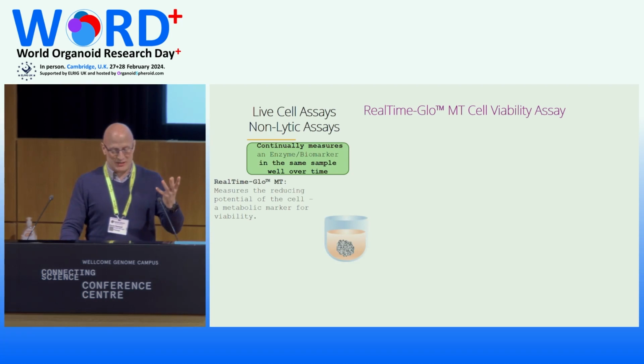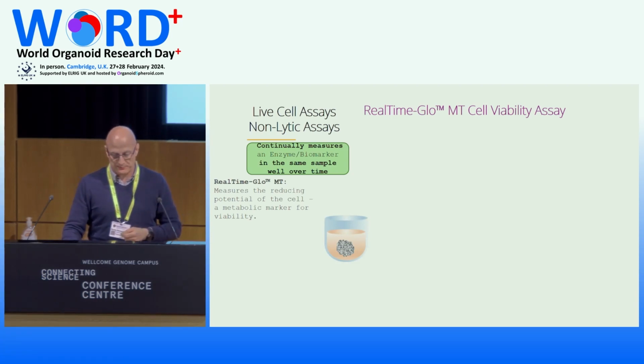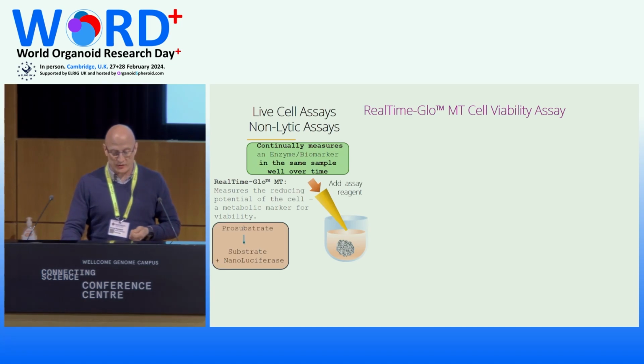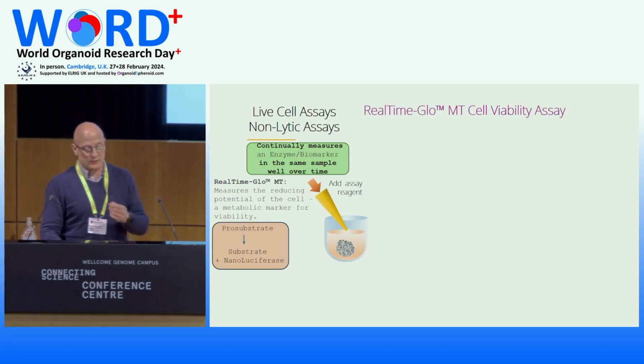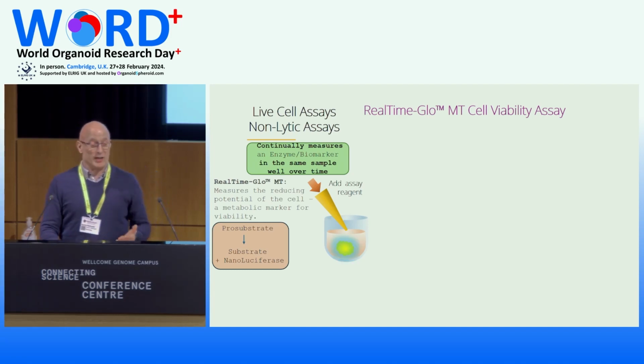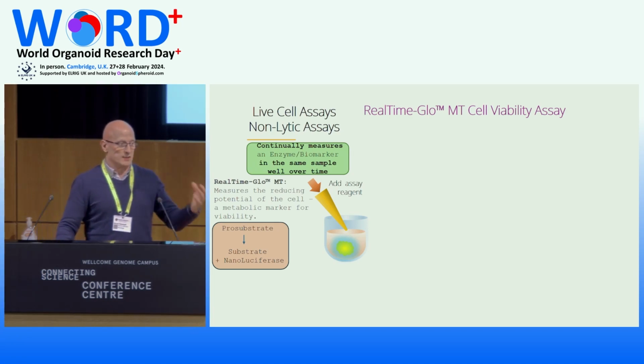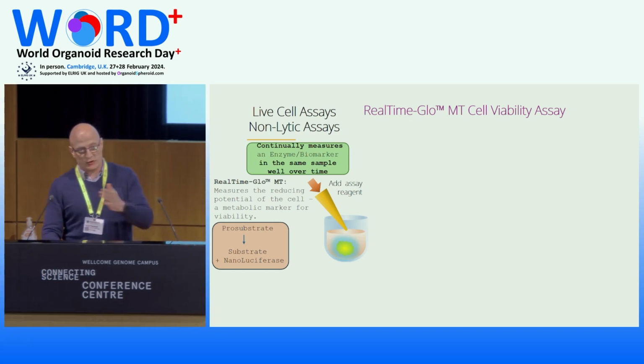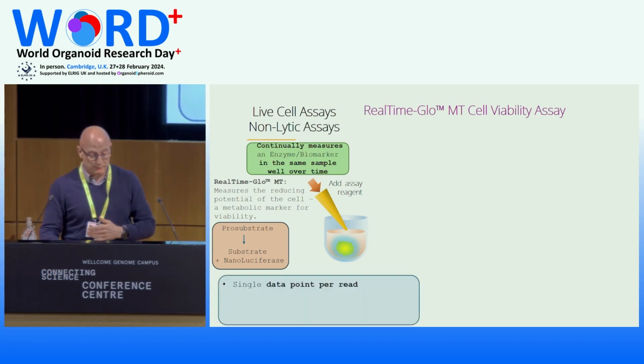So here you have your 3D spheroid organoids in culture. You add in that assay reagent, and in this case, that assay reagent has a pro-substrate, which is cell permeable. That pro-substrate diffuses into the cell, is then reduced, and then diffuses out of the cell as a substrate for NanoLuc luciferase. It binds to the NanoLuc luciferase and you get a glow. And because the pro-substrate and the NanoLuc luciferase are in excess in the media, you can monitor cell viability over time. So with these, you generate a data point per read.